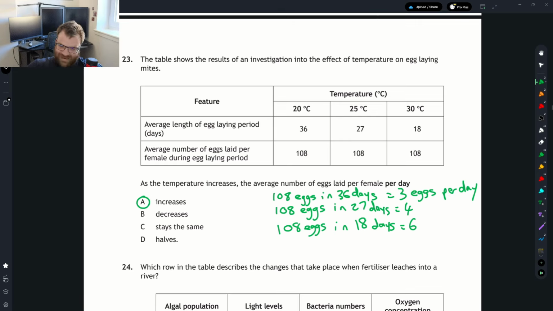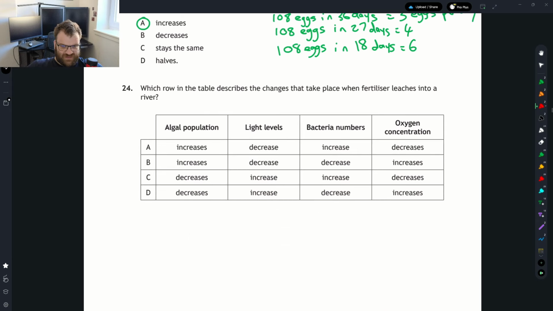Thinking another way, I hadn't clocked that they were all laying the same number of eggs. So if they're producing the same yield, how many eggs they're making, the one that takes less time to do that must be working faster per day. There must be more per day for that. My wee calculations do that as well, but maybe that's a way of avoiding doing as many calculations. A would be the correct answer there.